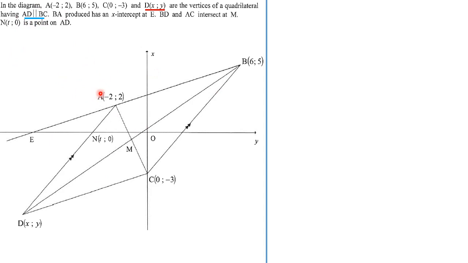But we are in an analytical context. Therefore, we will actually look at the gradient of AD and the gradient of BC. We know very well that parallel lines have the same gradients. This is what this is telling us. By default we are saying the gradient of AD is the same as the gradient of BC. So if we know one of the lines, then we know the gradient of both of them.